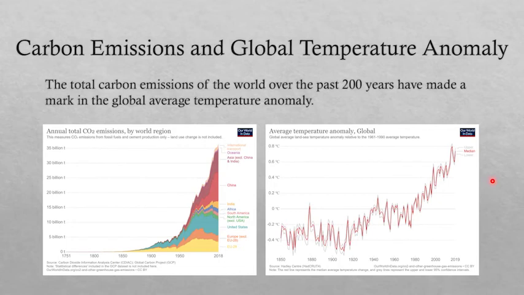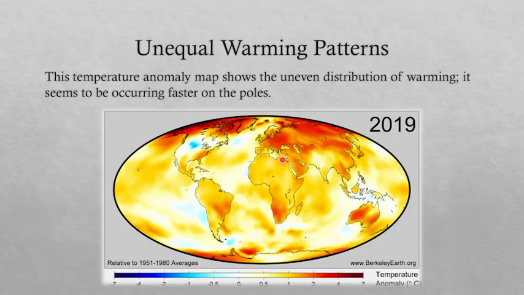0.8 degrees Celsius of temperature change might not seem large, but keep in mind that this is an average temperature anomaly. If we take a look at the situation of the world, we can actually see unequal warming patterns, meaning that the warming is not the same in all parts of the world. This temperature anomaly map shows the uneven distribution of warming. It seems to be occurring faster on the poles. That means that the temperature anomaly on the north and south poles is on average larger than those found on the equator and on the other parts of the world.